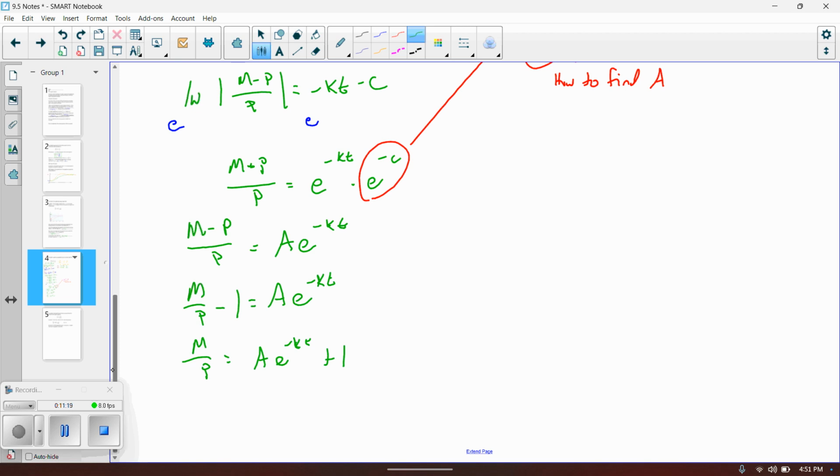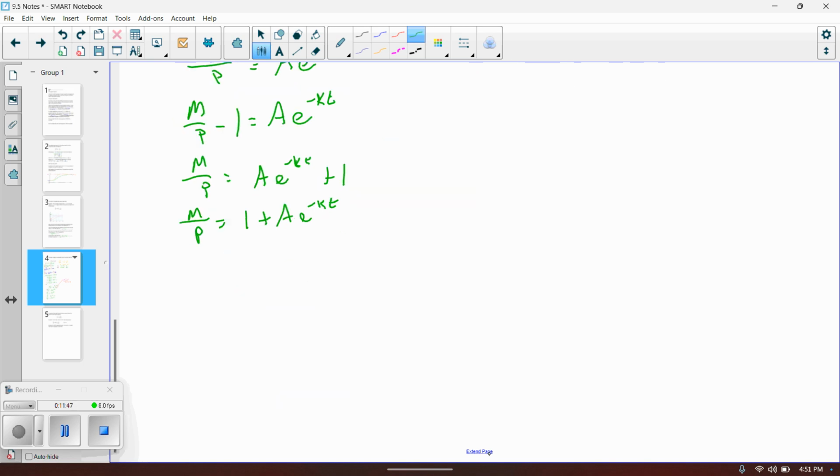All right, I am going to change the order on the right-hand side. I'm actually going to throw this 1 out in the front of the a. Let's just do it in 2 steps. So it'll be M over P equals 1 plus a e to the negative kt. Have to get that P out of the denominator, so you can either choose to multiply both sides by P and then divide everything, or we can just reciprocate both sides, which is what I'm going to do. So I'm going to reciprocate, so it gives me P over M equals 1 over the entire thing.